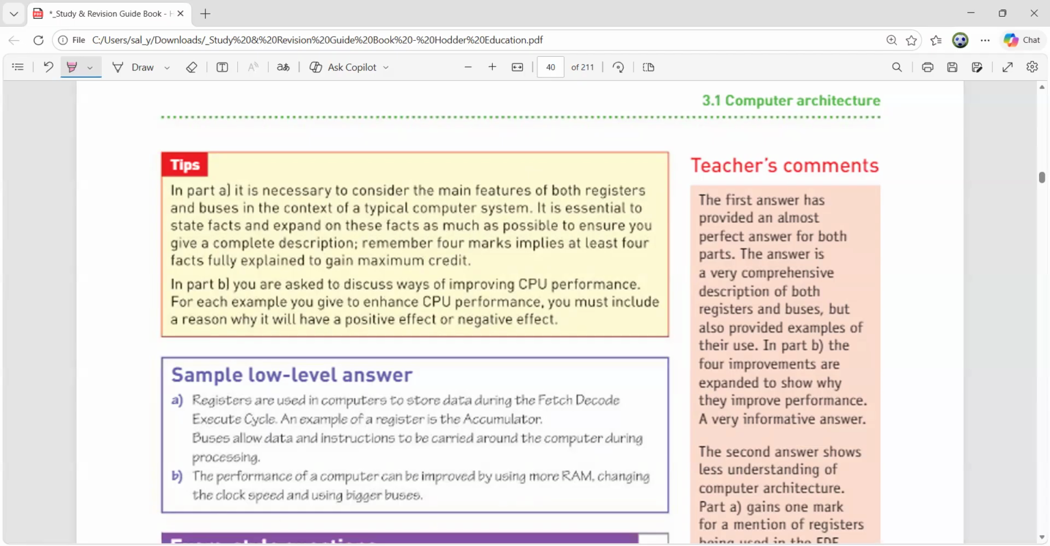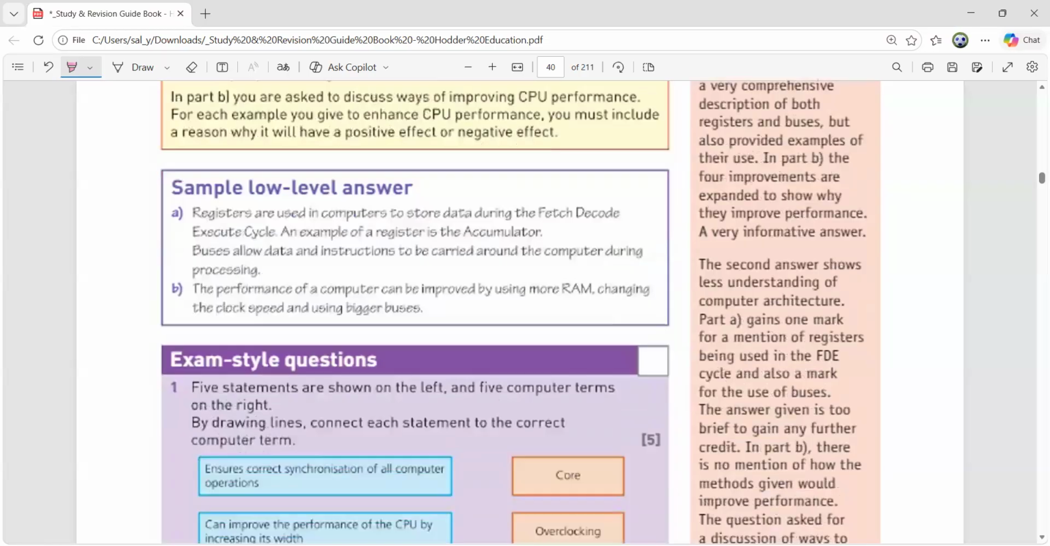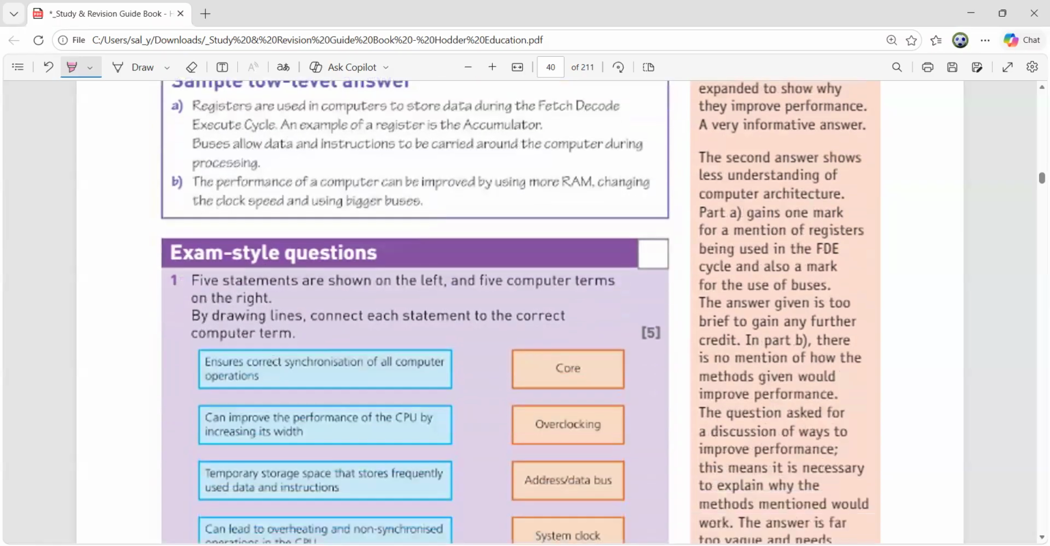And the second one is treated to be not a very good answer because less understanding is shown. This will give him 1 mark only, for a mention of registers being used in the FD cycle, and also a mark for the use of the buses: 1 mark for buses and 1 mark for registers. And then in part B, there's no mention of how the method would be used to improve the performance. So since he didn't understand, he has to describe. That's why he is not going to gain good marks at all.